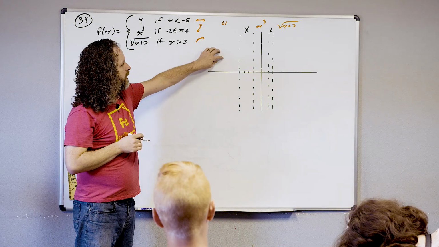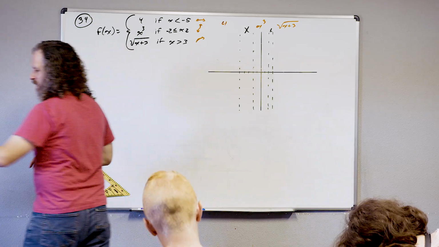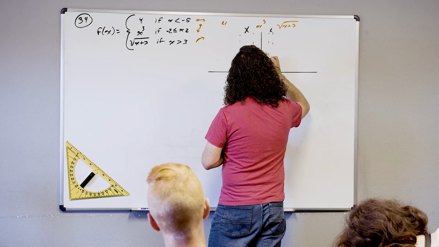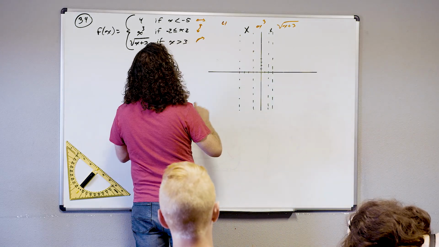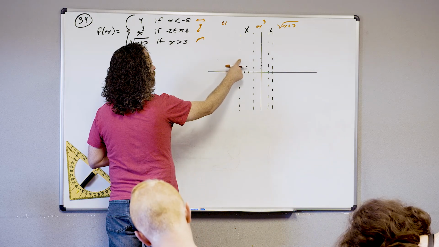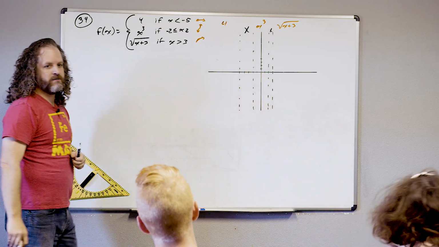What's it going to look like right here? A straight line at 4. Easy money. Go up 1, 2, 3, 4. Is it going to be a solid circle or an open circle? Open circle. How do we know? You tell me. How do we know?